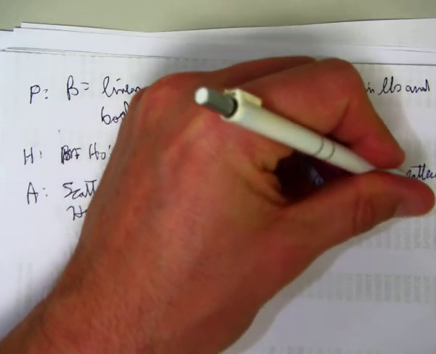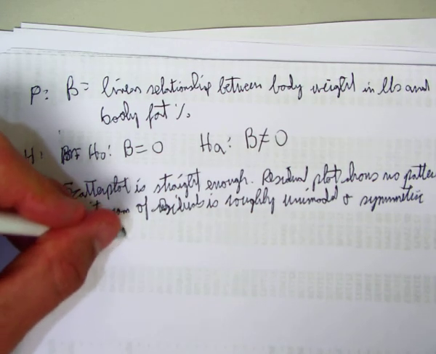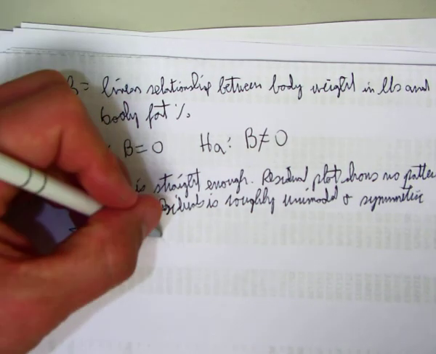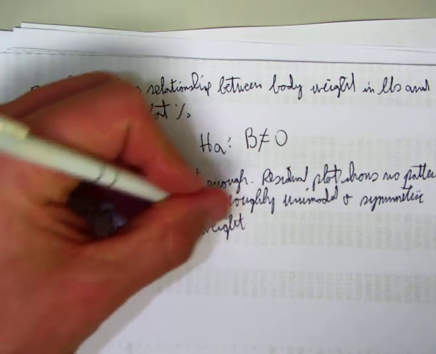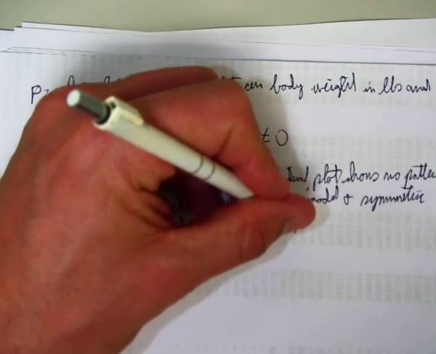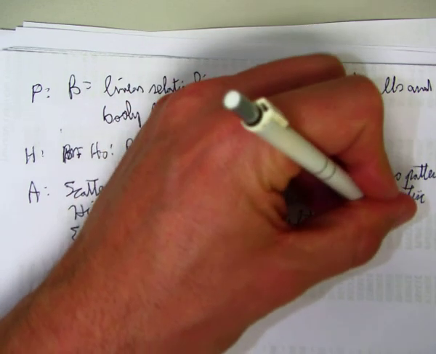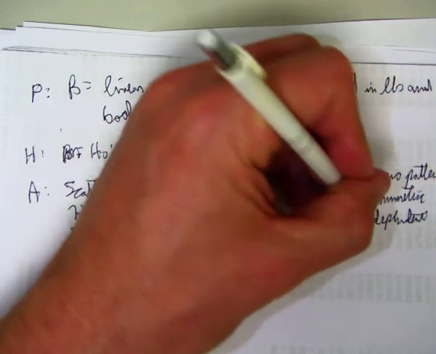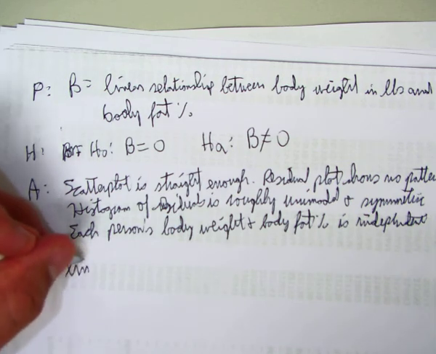Okay, and then each person's body weight and body fat percentage is independent. Name the test. This is a linear regression t-test.